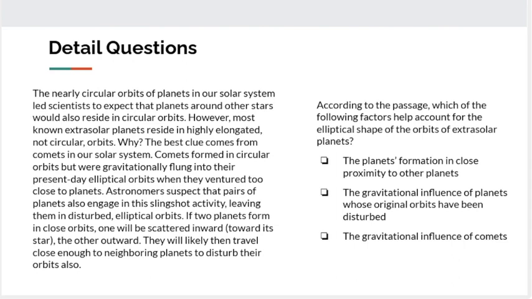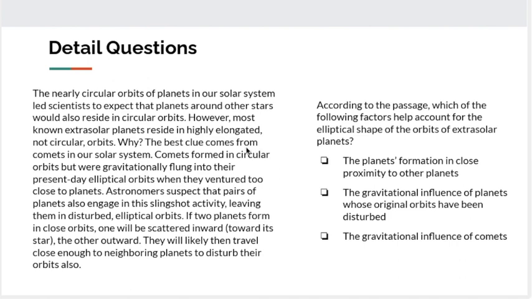If two planets form in close orbits, one will be scattered inward toward its star and the other outward. They will likely then travel close enough to neighboring planets to disturb their orbits also. It's a check all that apply question. It asks us which of the following factors help account for the elliptical shape of the orbits of extrasolar planets.